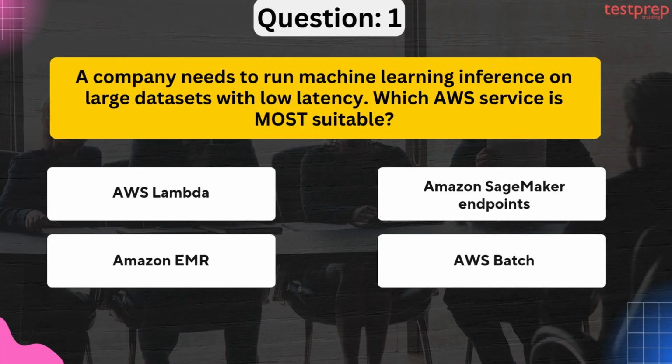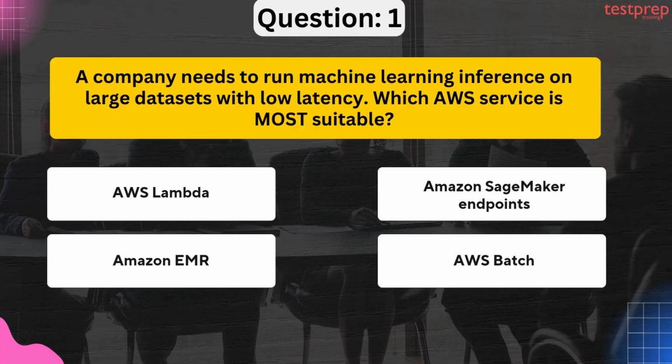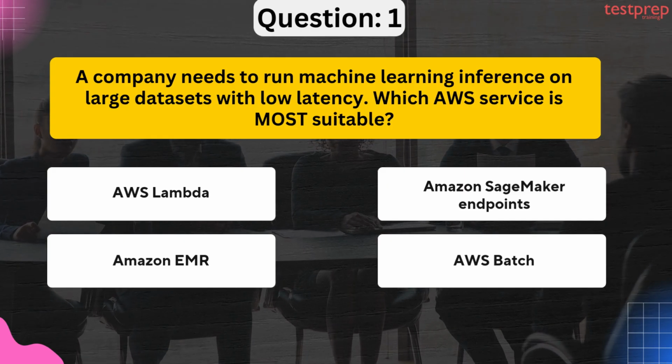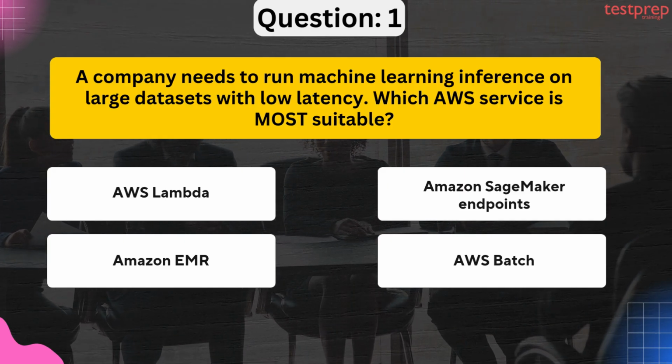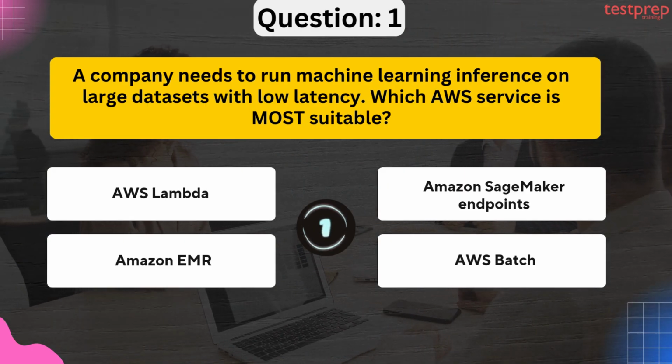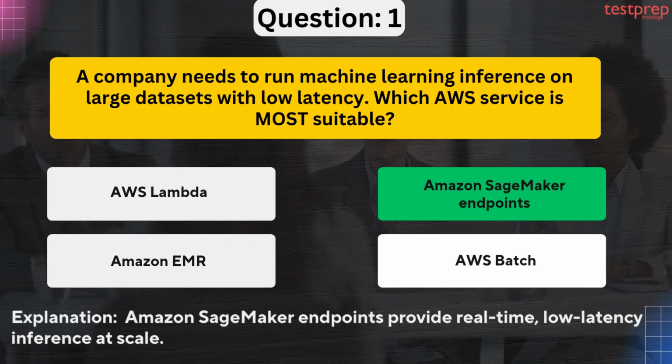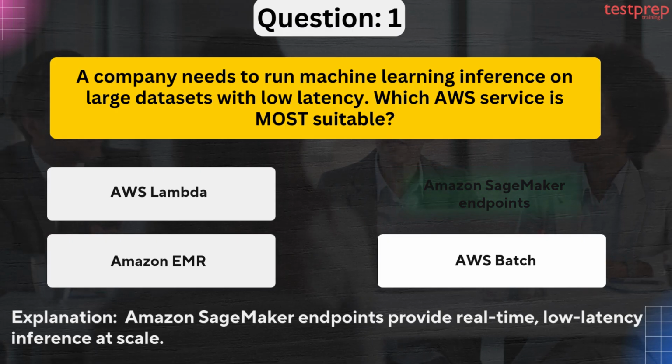Question 1. A company needs to run machine learning inference on large datasets with low latency. Which AWS service is most suitable? The correct answer is Amazon SageMaker endpoints. Amazon SageMaker endpoints provide real-time, low-latency inference at scale.